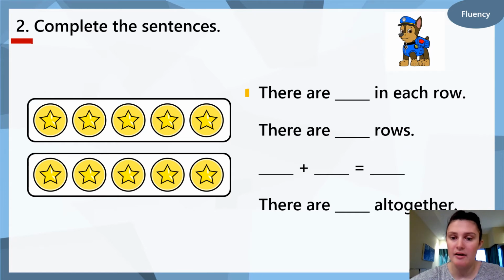Next question, there are rows. Have a look, we have more than one row. How many are there? Count please and write the sentence.